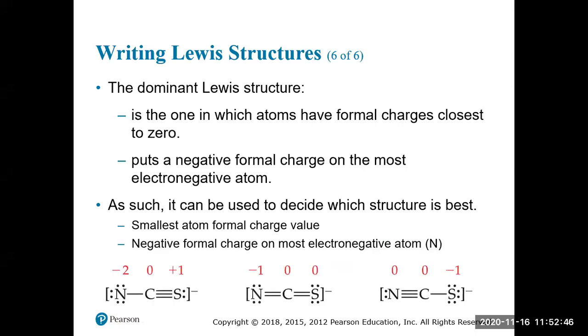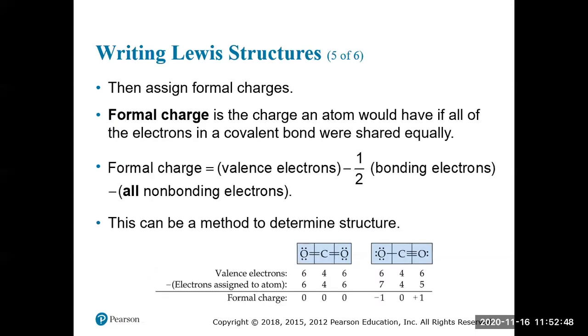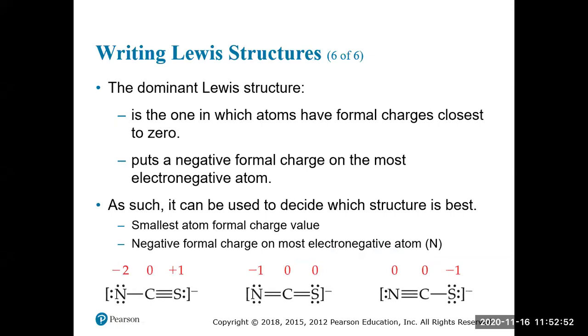Well, this one works out pretty clean where you get 0s across the board, but it doesn't always work that way. And so a second guide that we have is whichever configuration gives us negative formal charge on the most electronegative atom, that is favored. So let's look at this example below to see how that helps us.